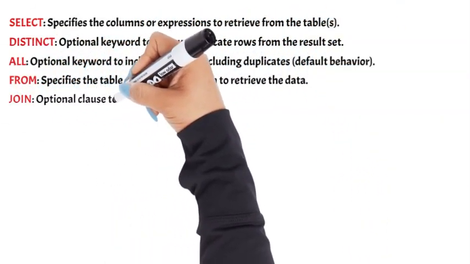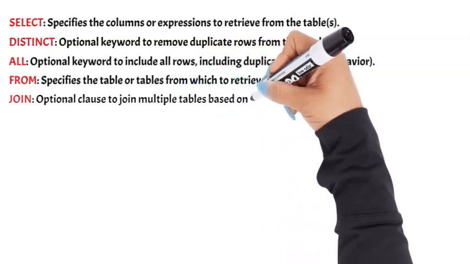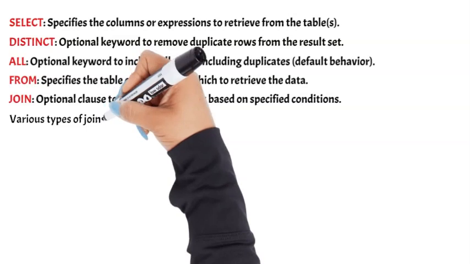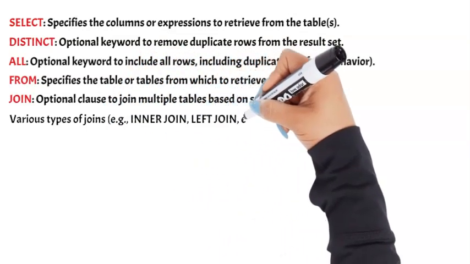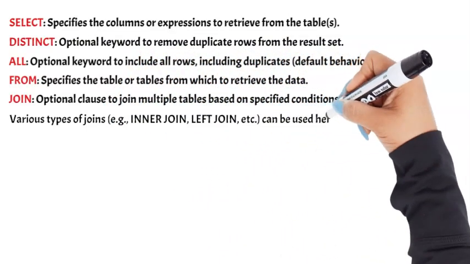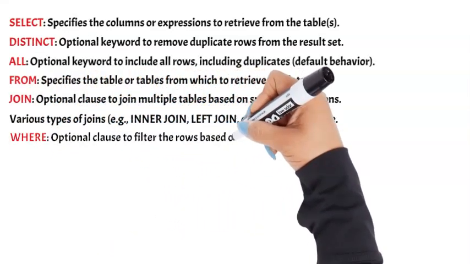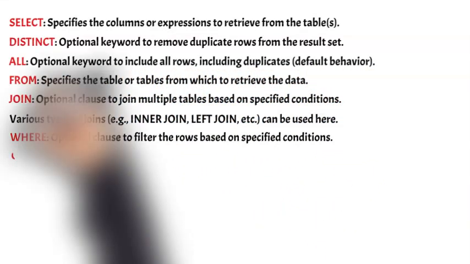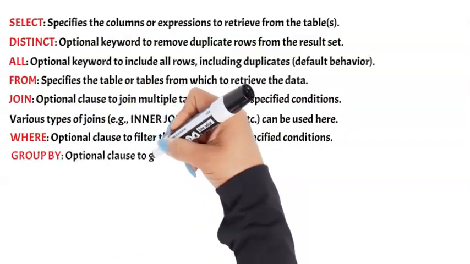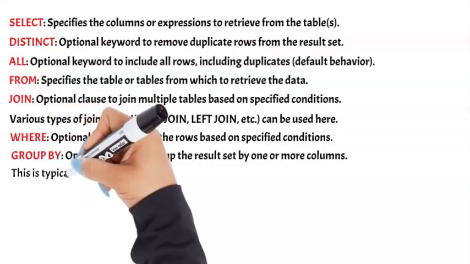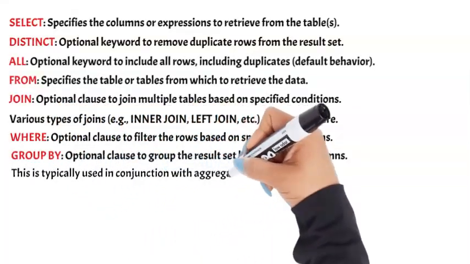JOIN. Optional clause to join multiple tables based on specified conditions. Various types of joins, e.g., INNER JOIN, LEFT JOIN, etc., can be used here. WHERE. Optional clause to filter the rows based on specified conditions. GROUP BY. Optional clause to group the result set by one or more columns. This is typically used in conjunction with aggregate functions.